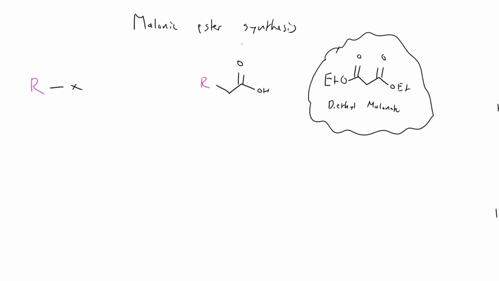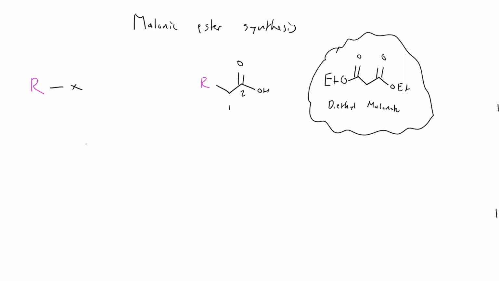Next up is the malonic ester synthesis. The key ingredient of this is the diethyl malonate, this very stable enolate ion that we can use. And it's always going to go from some alkyl halide to that same alkyl group now attached to 2 extra carbons, 1 and 2, in a carboxylic acid form.